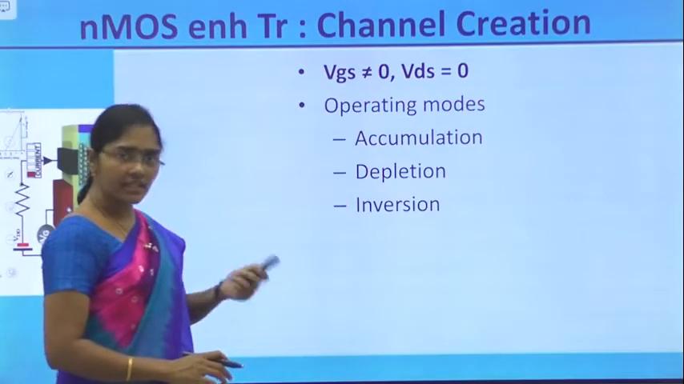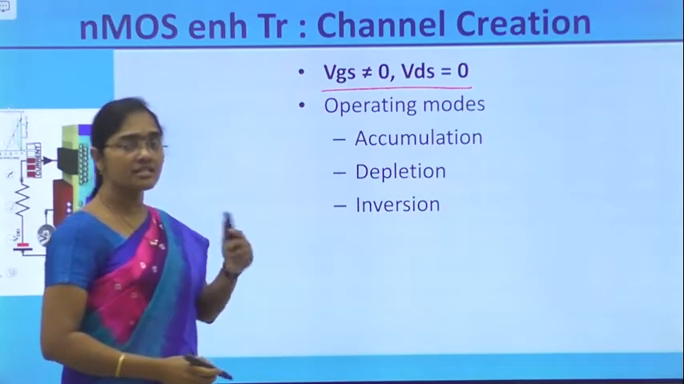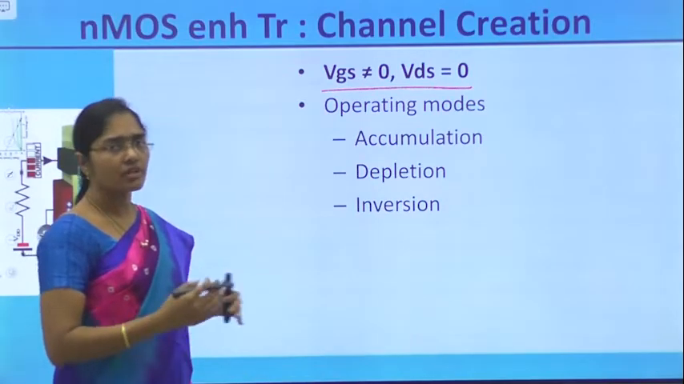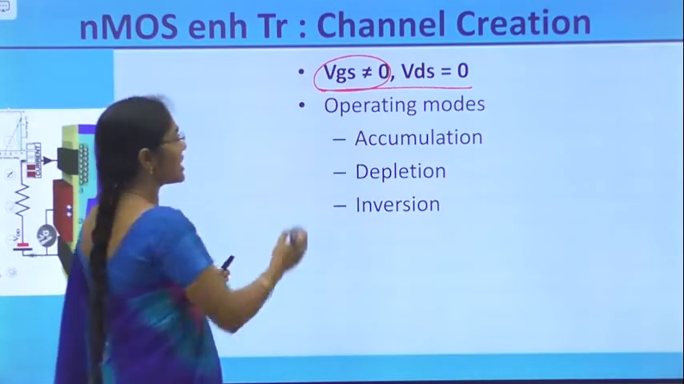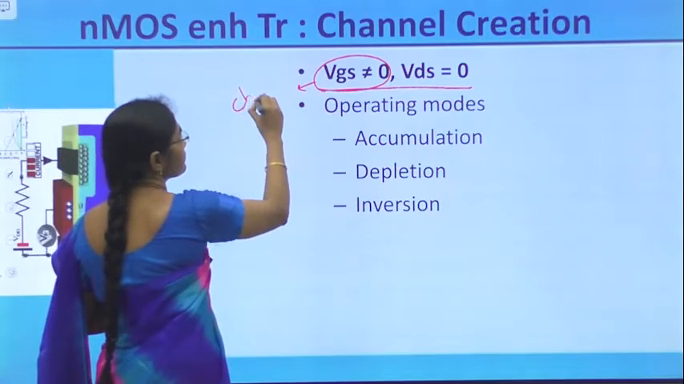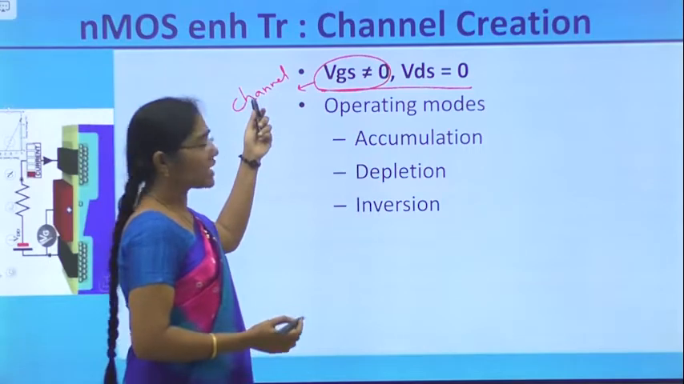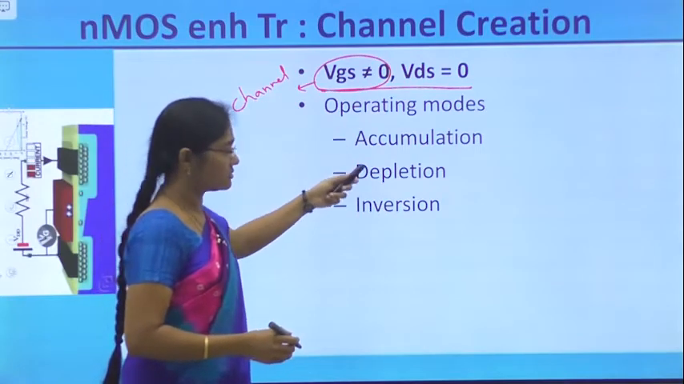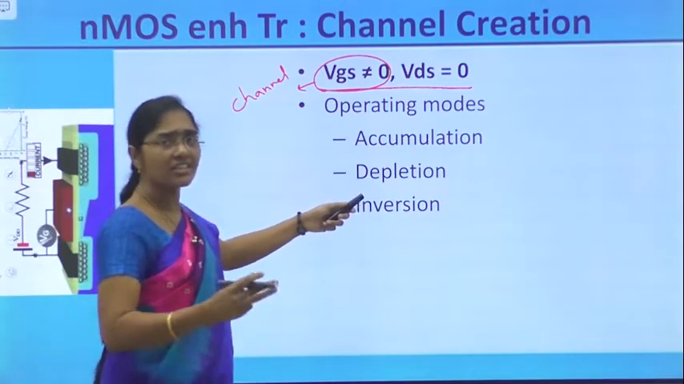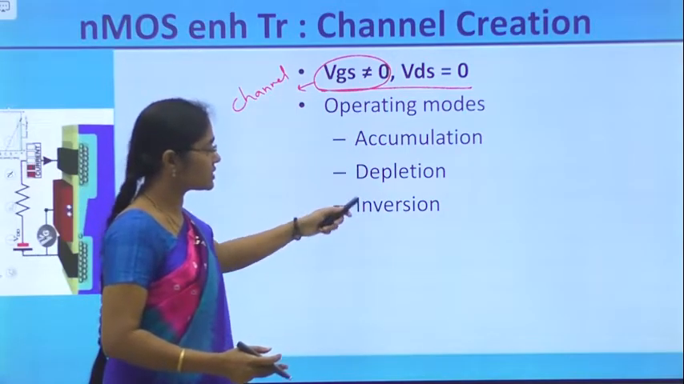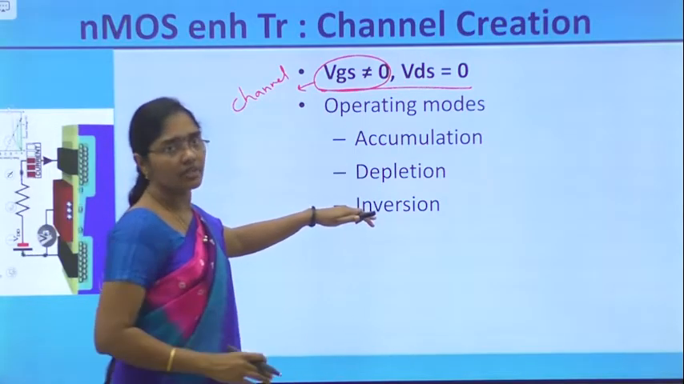Let's see the third case, that is VGS is non-zero and VDS is equal to 0. Here something is going to happen. As we already said, when VGS is non-zero, a channel is created. The channel is created with the help of three regions of operation, that is accumulation, depletion and inversion, and in the inversion mode it will have the final channel.